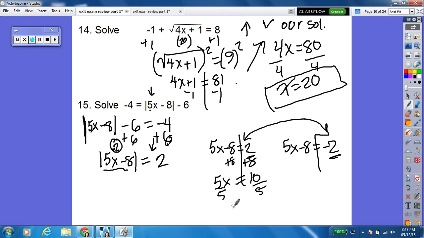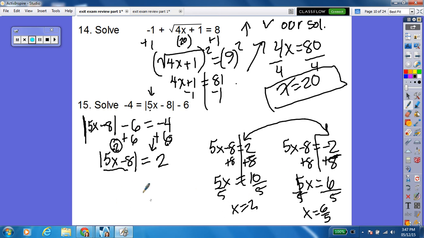So, drawing our boundaries and moving the 8, we get 5x equals 10. Divide by 5, x equals 2. Same process for the other: add the 8 to both sides. 5x equals 6, divide by 5 on both sides, x equals 6 fifths. Okay? Solve it twice. If you want to check, you can plug it in.